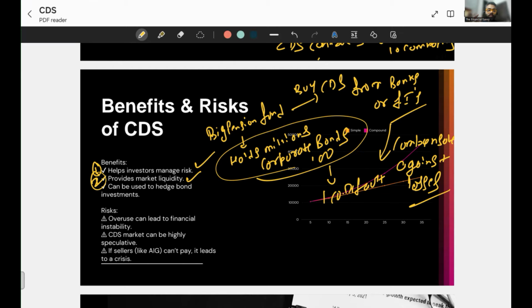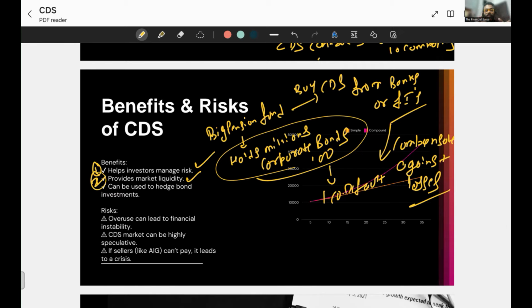I'll give an example. If an investor no longer wants to hold a risky bond but can't sell it easily, what he can do is simply buy a CDS instead. And this makes risk management more efficient, right? A liquid market means better pricing and more opportunities for the investor here.